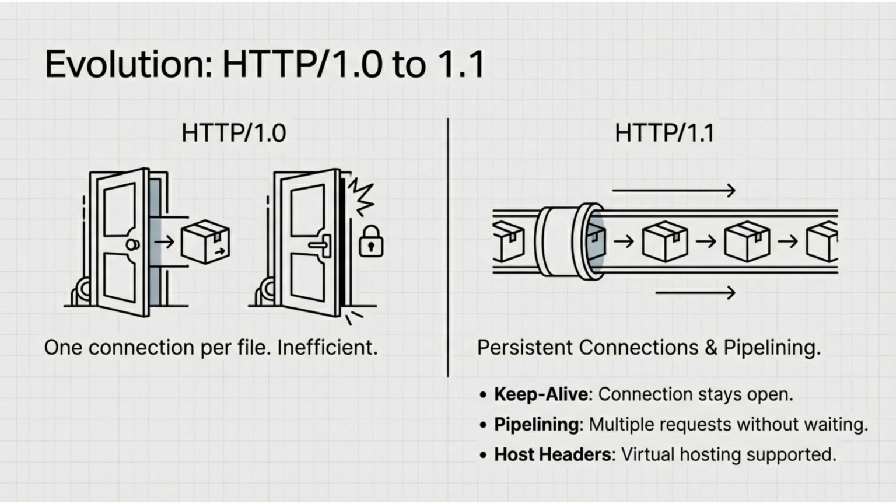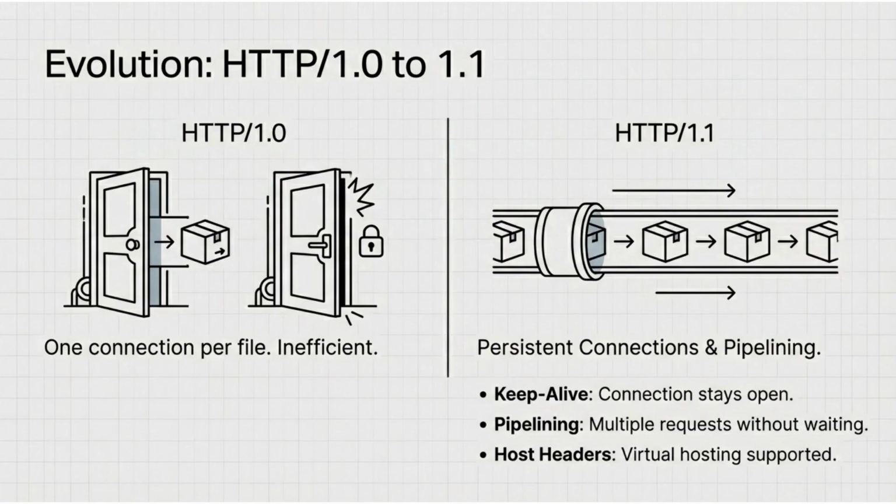Imagine a web page with, say, 20 images on it. The browser would have to open a new connection for the page itself, then another one for the first image, then close it, open another for the second, one by one. It was so slow. HTTP/1.1 was a total game changer. It introduced Keep Alive connections, which let the browser download multiple files over one single open connection. That was a huge leap forward for performance.